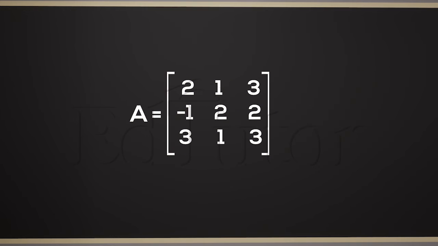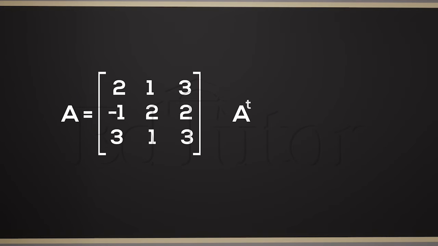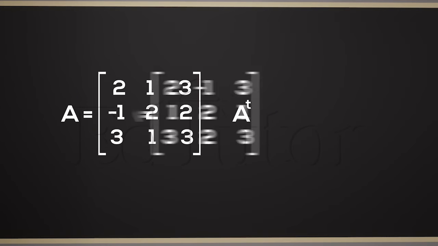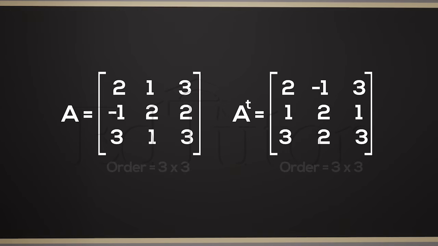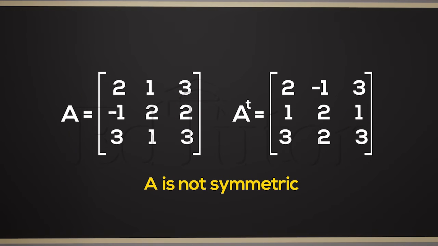Take a matrix A. Find its transpose. Is it equal to A? Well, the orders of the two matrices match, but the corresponding entries such as 1 and -1 up top and the circled 2 and 1 do not match. So A is not symmetric, even though it is a square matrix.